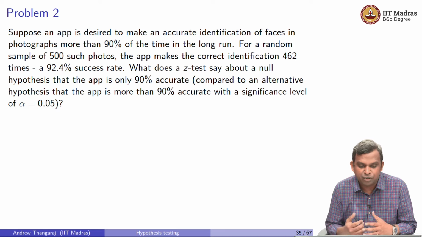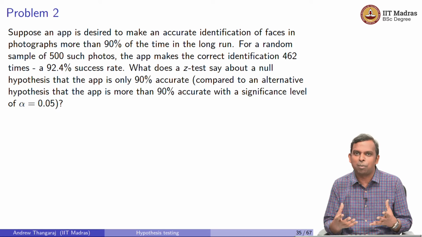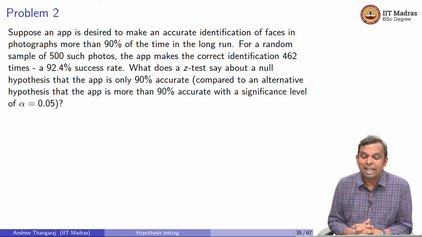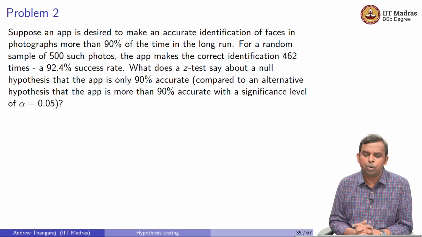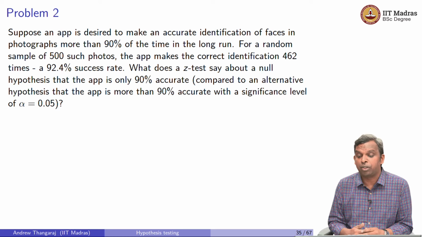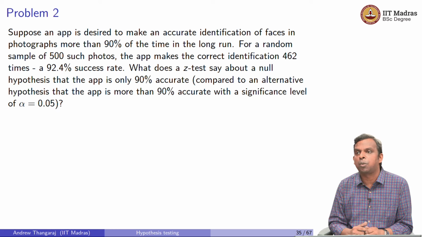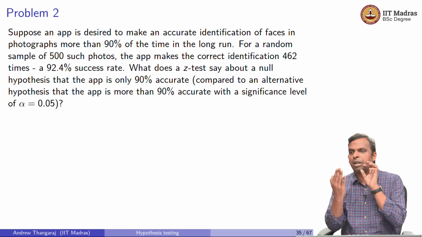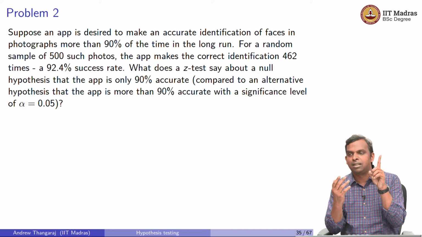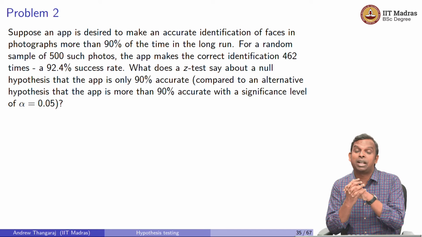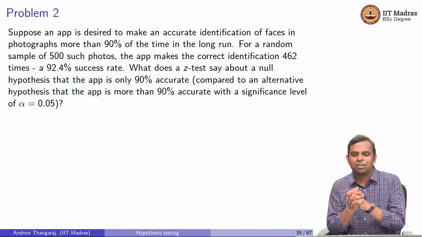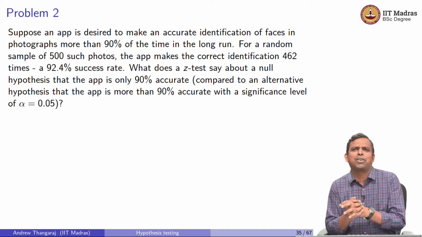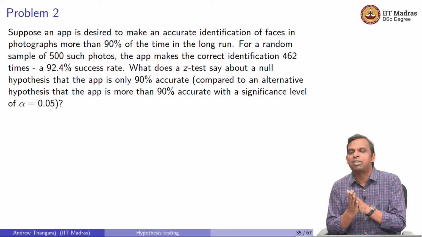Okay, so here is a slightly different one. It's a word problem where the situation is described. You made an app for identifying faces, and you want 90% of the time the face to be correctly identified. So this is a slightly different distribution. There's nothing normal here. Every sample is like a photograph, and if your app correctly identifies it, you get a 1. If the app wrongly identifies it, you get a 0.